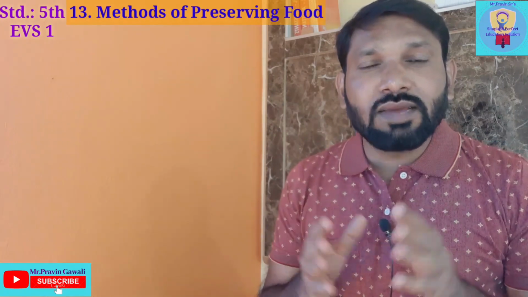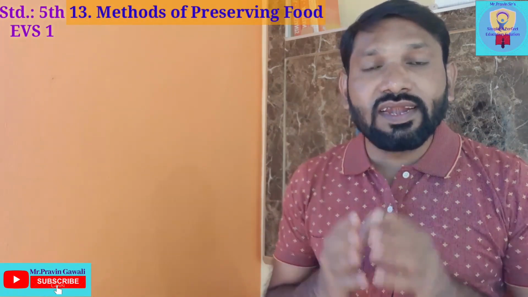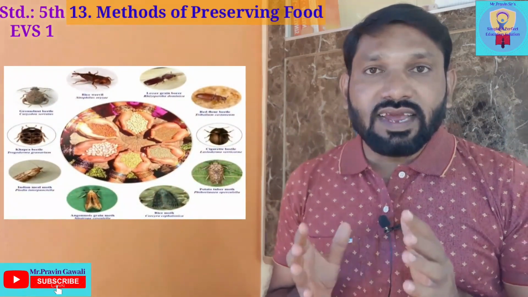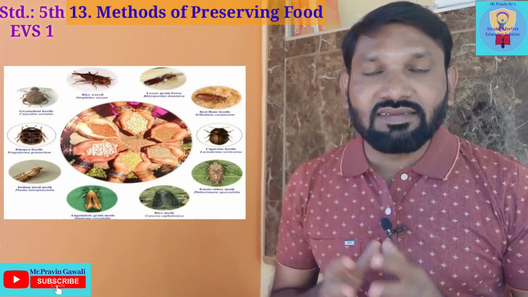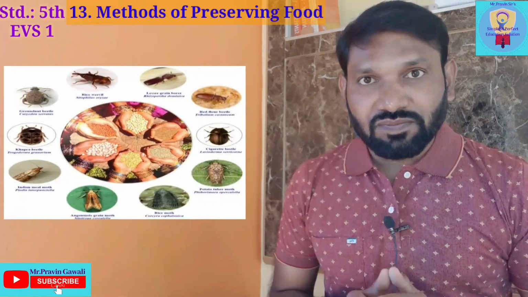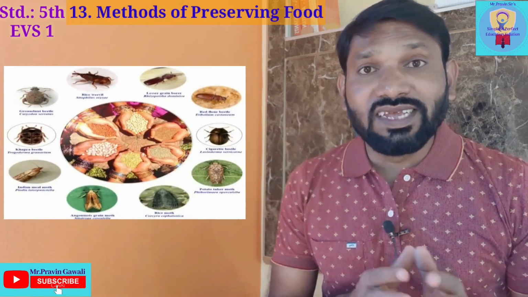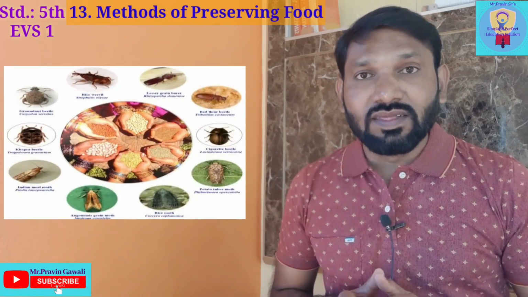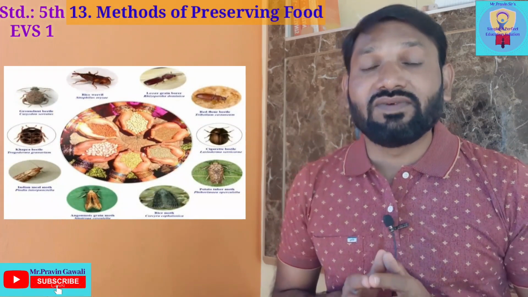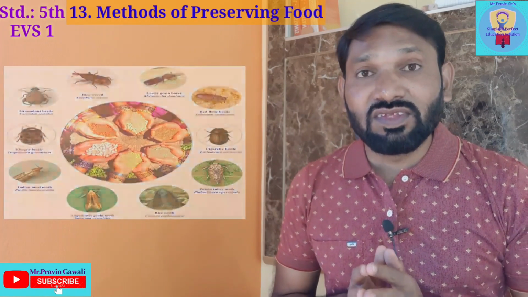Students, if you don't want your foodstuffs to get spoiled, it is very important to take care of the ants, cockroaches, insects, mice, rats and cats. So we need to keep the foodstuffs away from all these. Then the foodstuff will not be spoiled quickly. Okay students, have you understood this much?